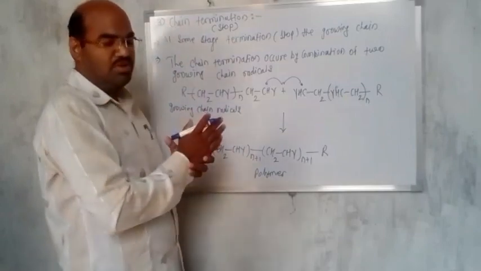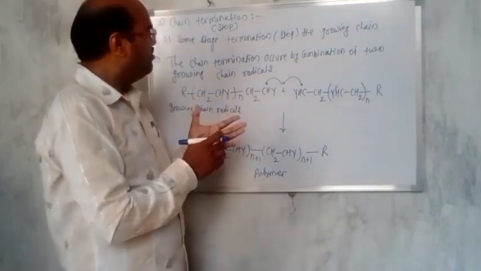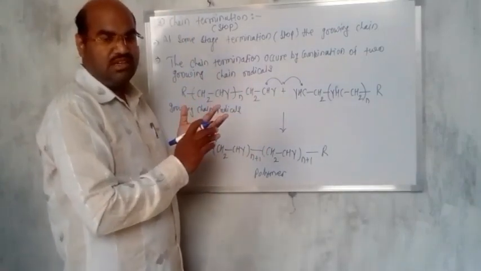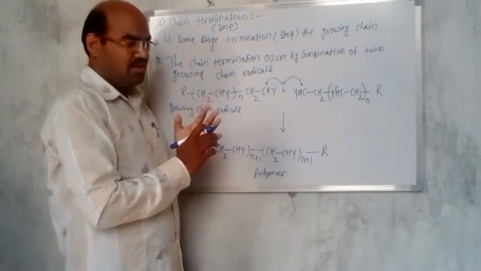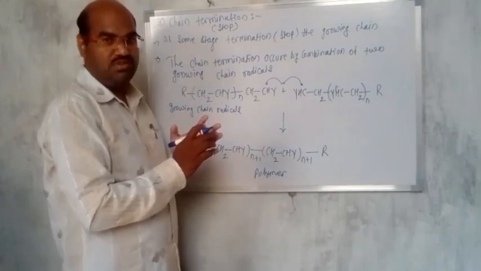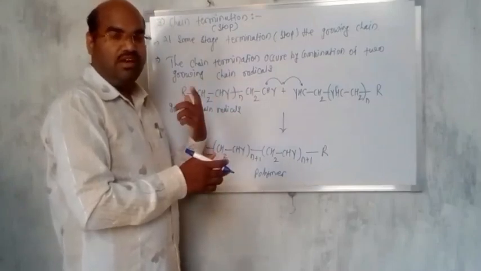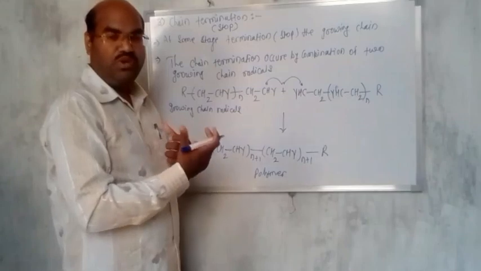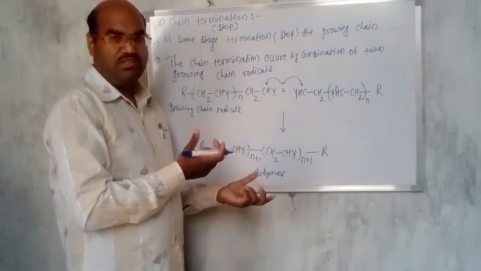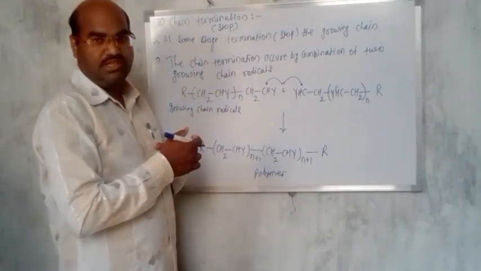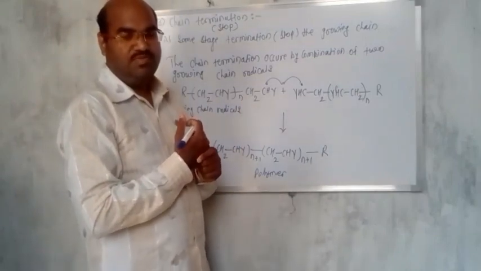So the complete addition polymerization process is carried out in three steps. First, chain initiation, chain propagation and chain termination. In chain initiation, the chain growth starts by using a catalyst. Then second, chain propagation, growing the chain. In the first step we start the chain, then we grow the chain, and last we stop the chain. So these are the three steps of the addition polymerization mechanism.